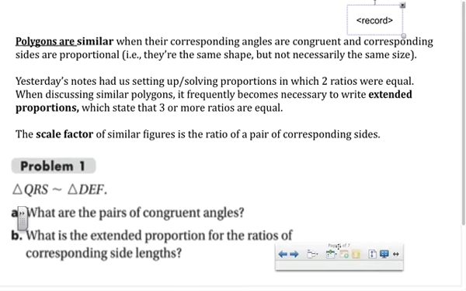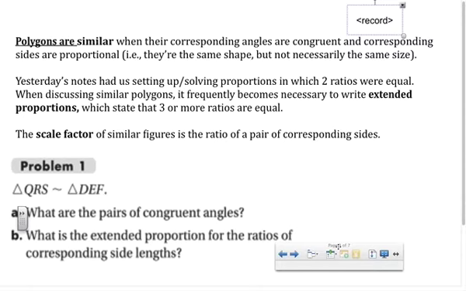Dealing with similar figures, let's backtrack. A couple of chapters ago, we talked about congruent figures. Remember what determined that figures were congruent. All of their corresponding angles were congruent, and all of their corresponding sides were congruent. And what that ended up giving us was two figures of the exact same size and shape.